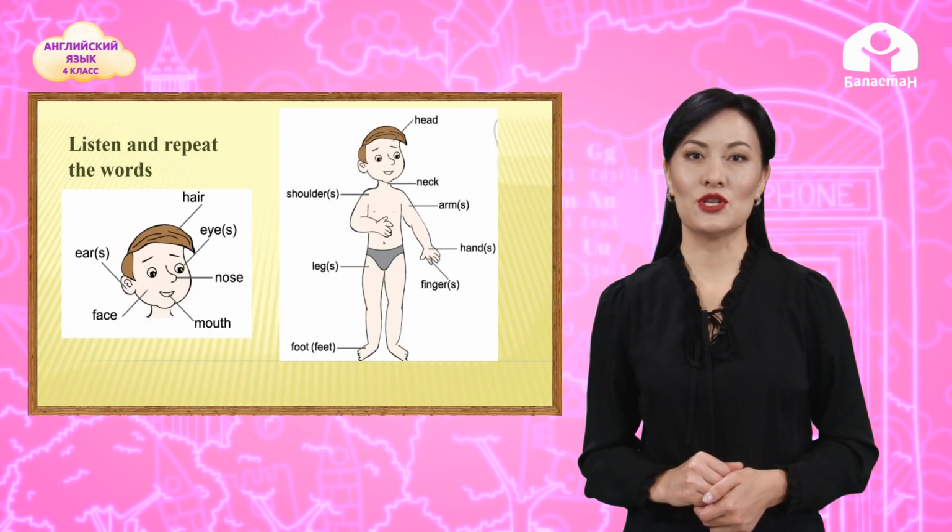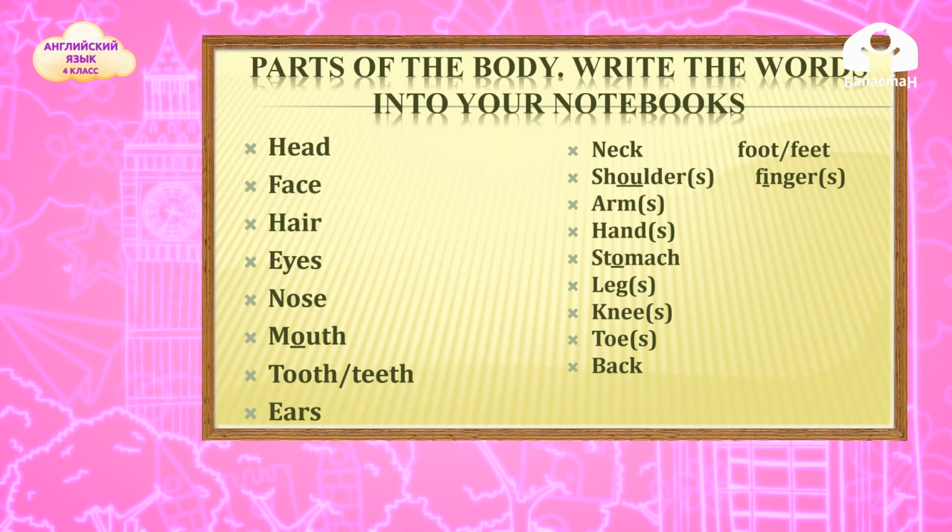Now write the words into your notebooks. Head, face, hair, eyes, nose, mouth, tooth, teeth, ears, neck, foot, feet, shoulder, shoulders, finger, fingers, arm, arms, hand, hands, stomach, leg, legs, knee, knees, toe, toes, back, back. Good job, children.